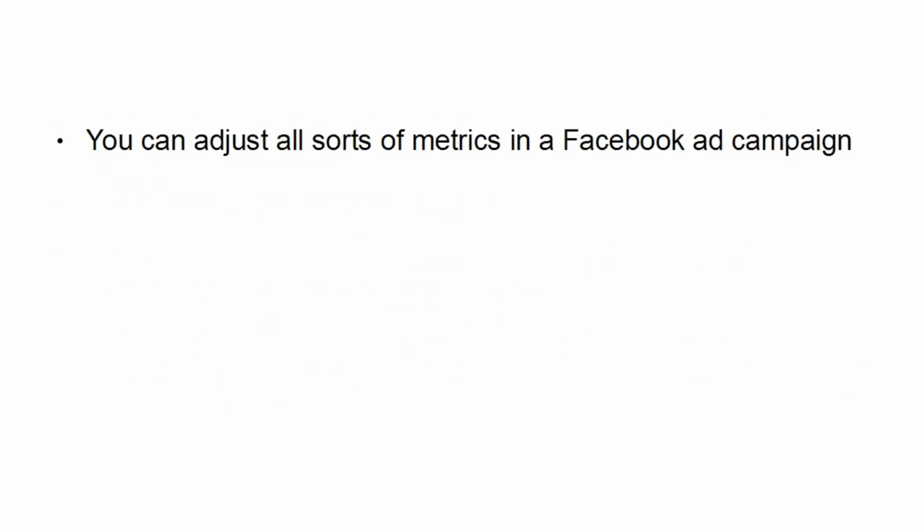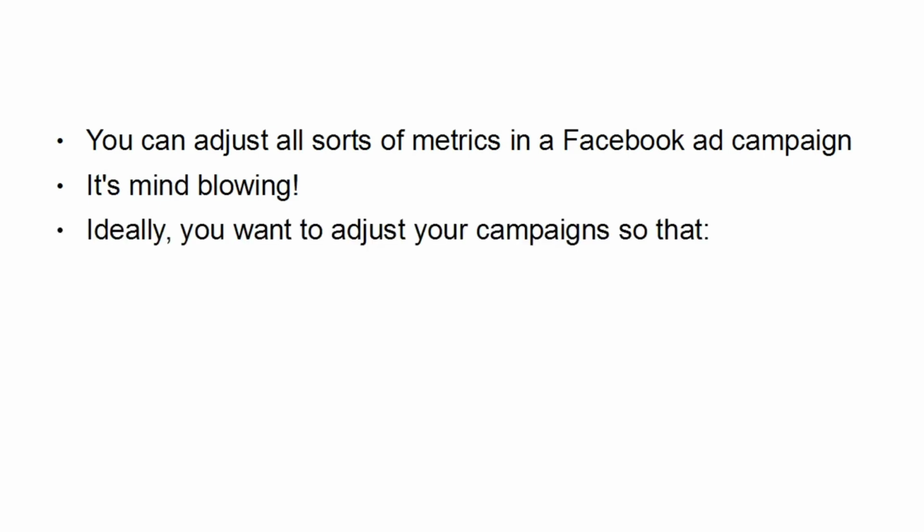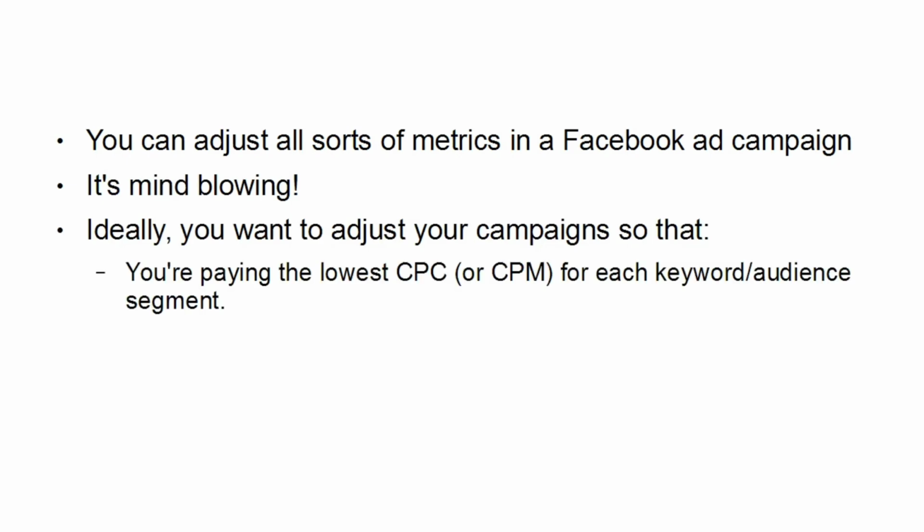You can adjust all sorts of metrics in a Facebook ad campaign. Quite frankly, it's mind-blowing. So ideally, you want to adjust your campaigns so that, first of all, you're paying the lowest CPC or CPM for each keyword or audience segment, while still getting the maximum ROI.